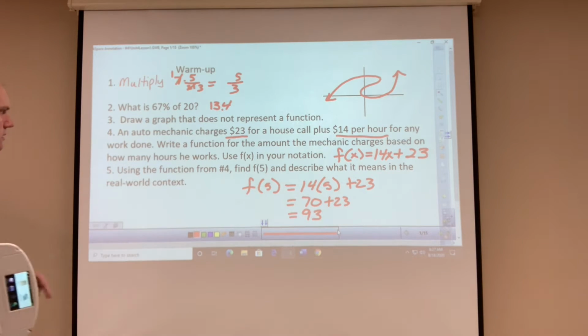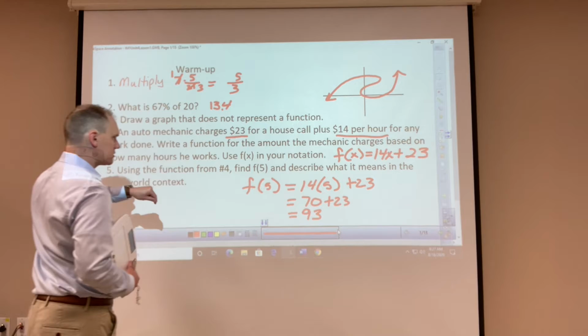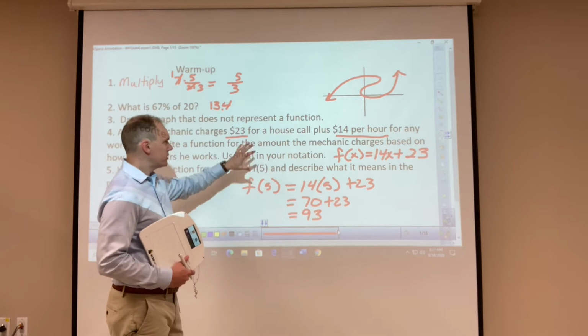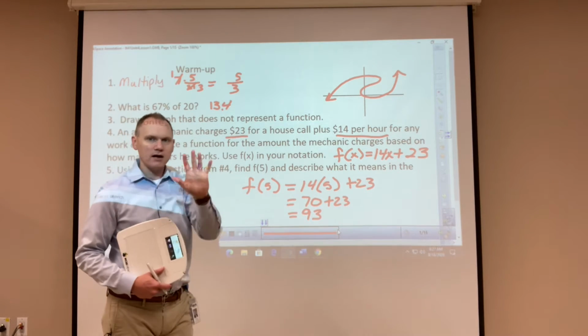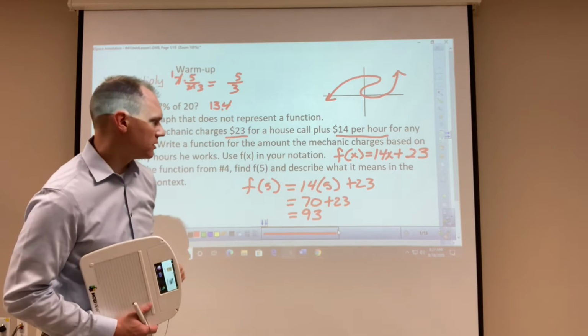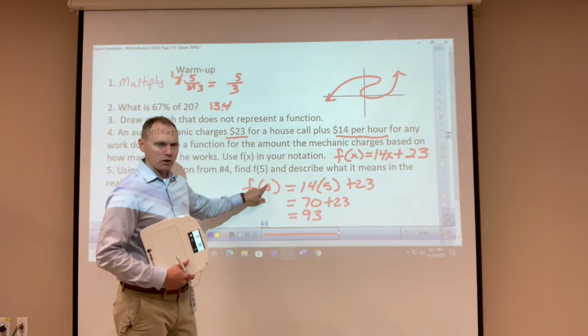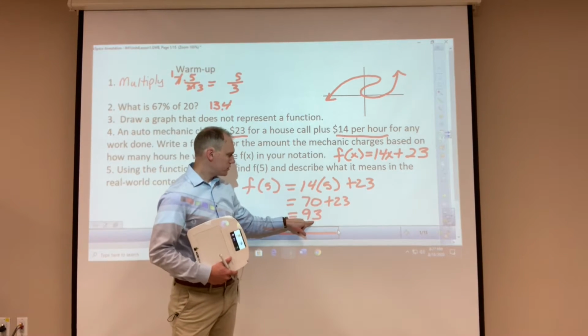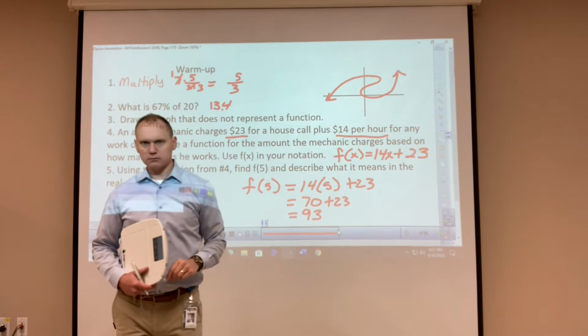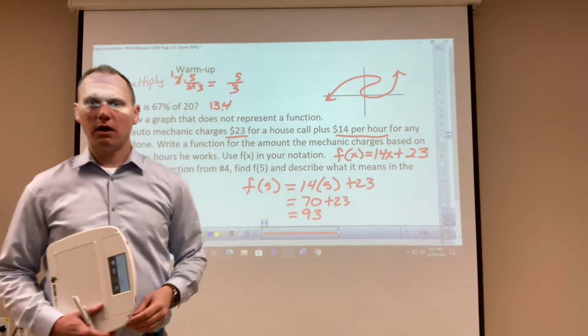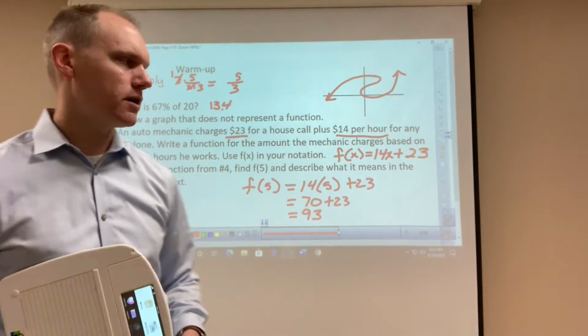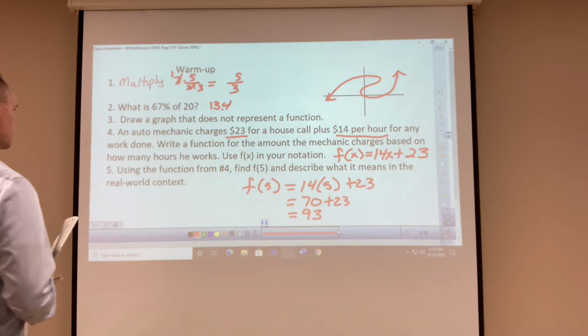It says describe what it means in the real world context. So that means if this auto mechanic works for 5 hours, he'll make $93. Right? So this 5 represents the number of hours that he's worked, and then the output, our answer here, is the cost of him working for 5 hours. All right? So that's kind of the idea there.